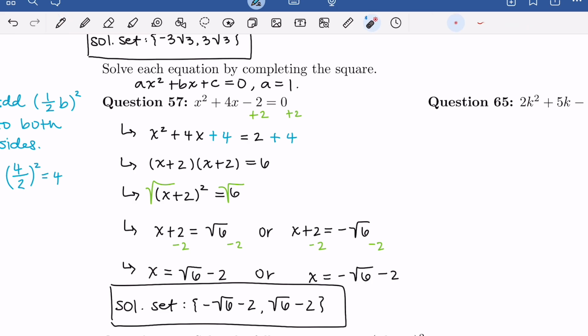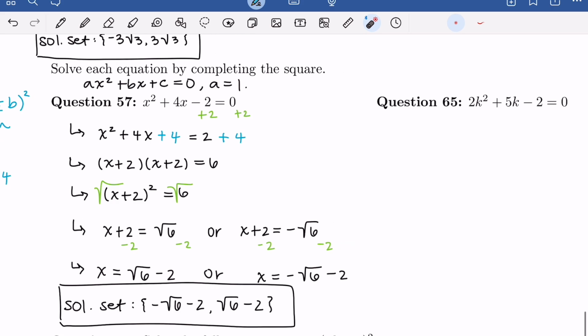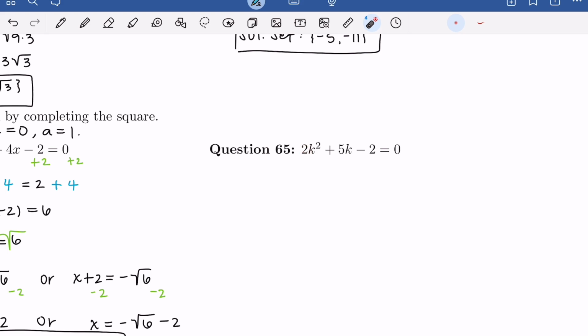Alright, so that's how we would complete the square with an equation of this form, where our coefficient a is equal to 1. Now, for this next example, we're going to look at the case where a is not equal to 1. So, before we do the same process for completing the square by moving the c term over, we're going to have to divide both sides of our equation by 2, because we need the coefficient of the square term to be equal to 1. Doing that, we're left with k squared, which is what we wanted, plus 5 over 2 k minus 1 is equal to 0.